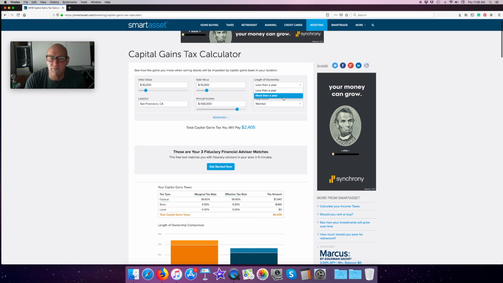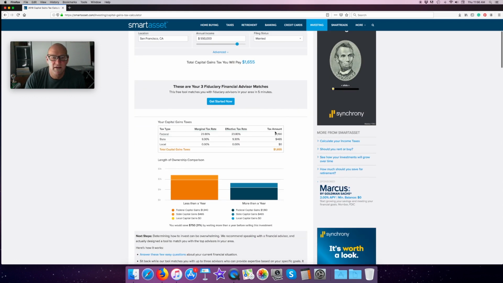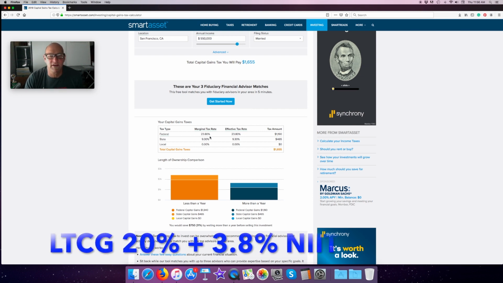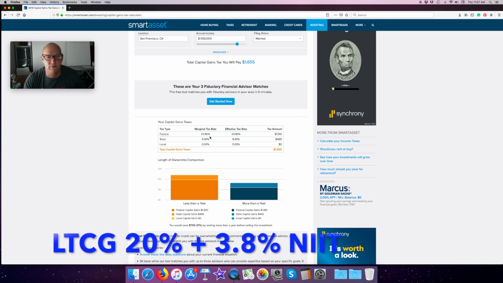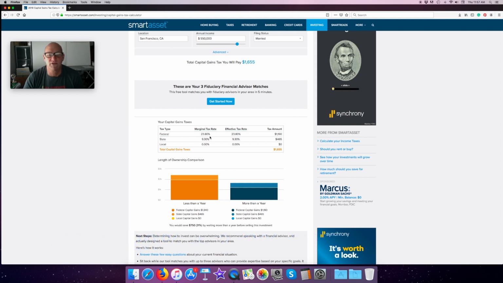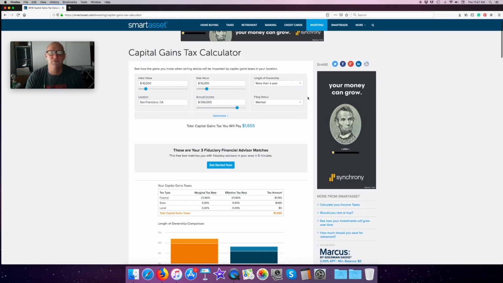Now let's see what it looks like when we do that. So we hit it over to more. Notice it drops us down now to 23.8%. Because we're over $450,000, it's putting it at 20% long-term capital gains, plus a 3.8% NIIT tax. Now the really cool thing about this particular calculator is you can put in whatever state you want, any values you sell it for, how long you held it, and it can give you a really good idea of what your taxes are going to be.